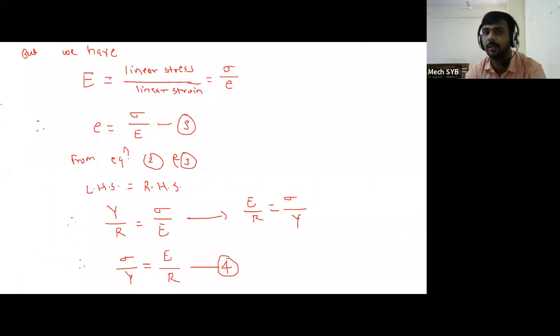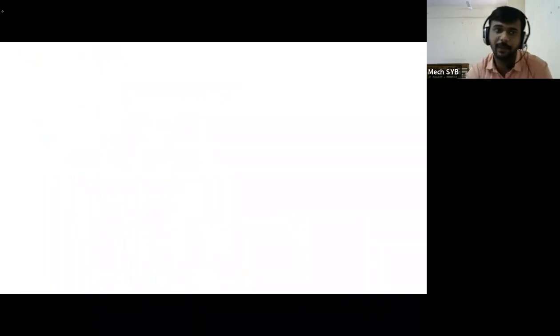Then we used the formula of Young's modulus, that is capital E, stress upon strain. Again we wrote the equation in the form of E, and after comparing these two equations, we wrote equation number 4, that is sigma upon y is equal to E upon R. So this is equation number 4. That means 50% of the derivation we have derived. Now for the next derivation, again we have to consider one small portion of the beam.